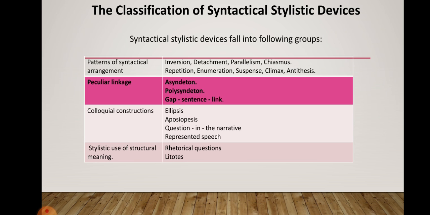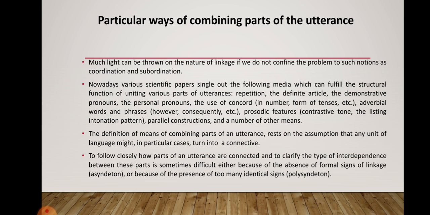As it has been said in the previous lecture, syntactical stylistic devices fall into the following groups: patterns of syntactical arrangement, peculiar linkage, colloquial constructions, and stylistic use of structural meaning. Within this lecture, we'll consider the group of the second criterion, that is the peculiar linkage. First of all, we'll talk about the particular ways of combining parts of the utterance, that is linkage.